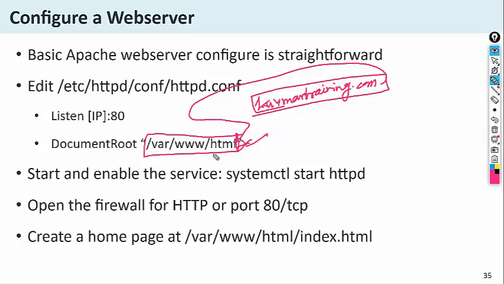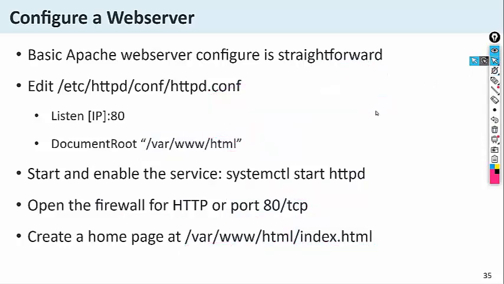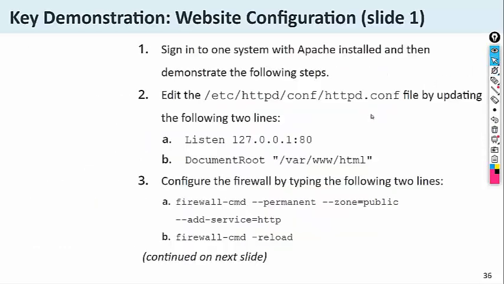I am going to keep this default and use this command, and also open the firewall by adding the service, port number 80 TCP, and then create a new file index.html inside /var/www/html. So you can create a web page, and this web page will be accessed by everyone. So first I am going to do that.